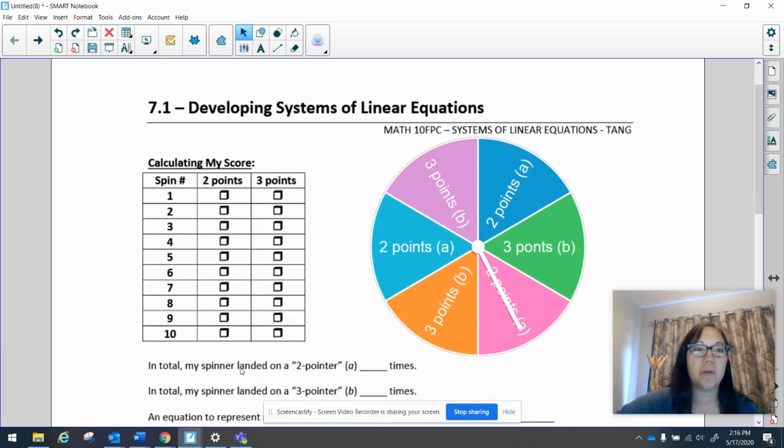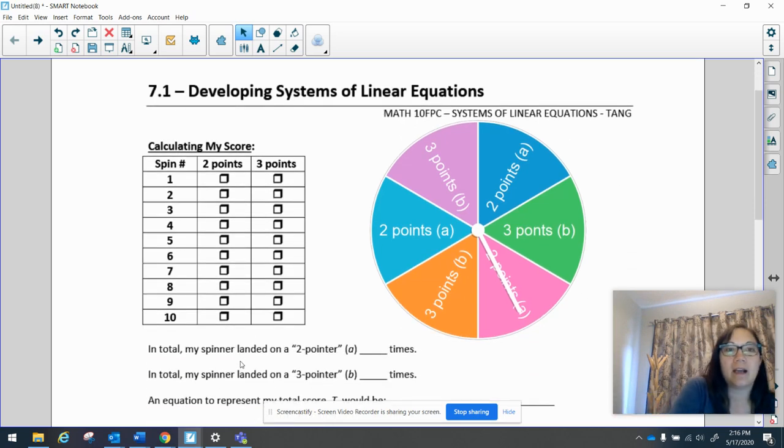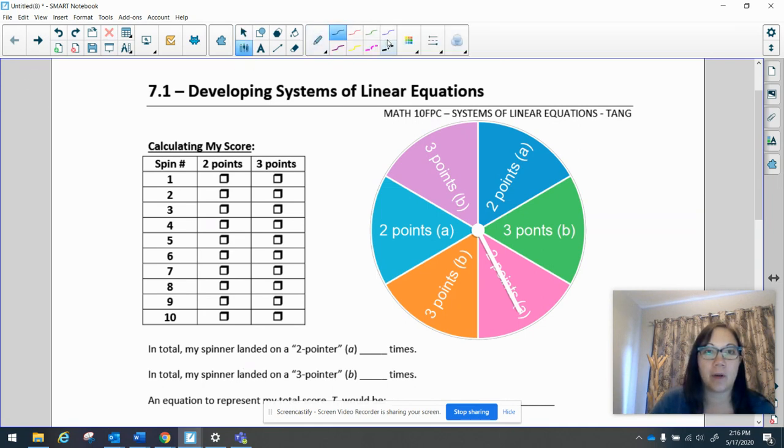Hello and welcome to the beginning of Chapter 7. So this is our new unit on systems of linear equations. And systems of linear equations just means dealing with more than one linear equation at a time. So a system just means more than one.